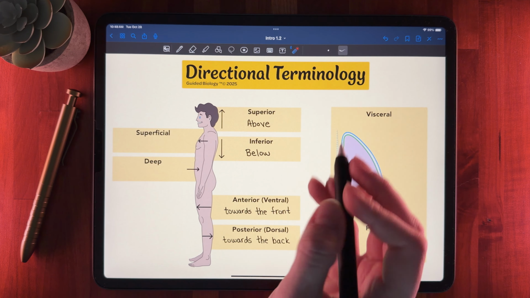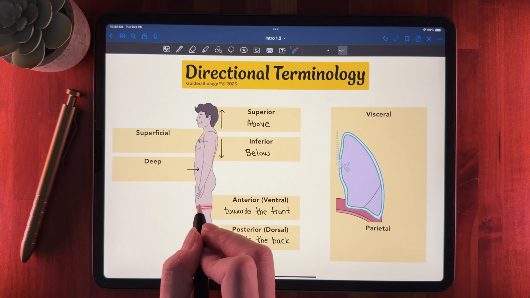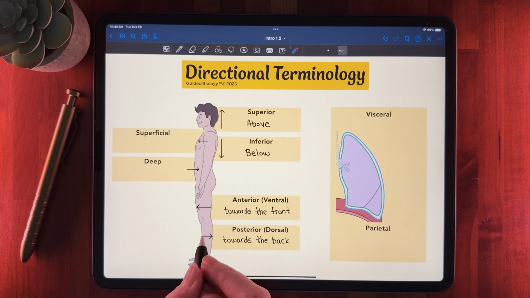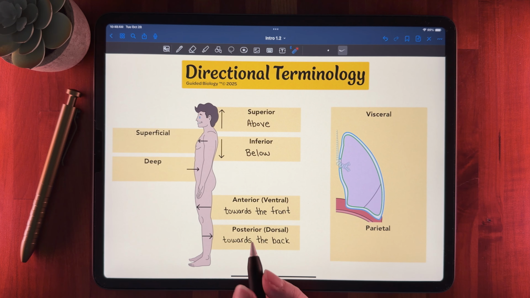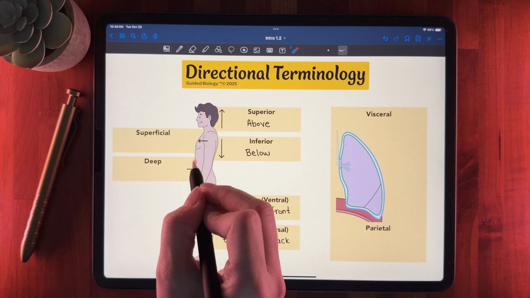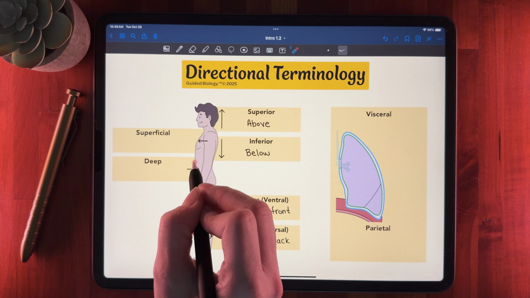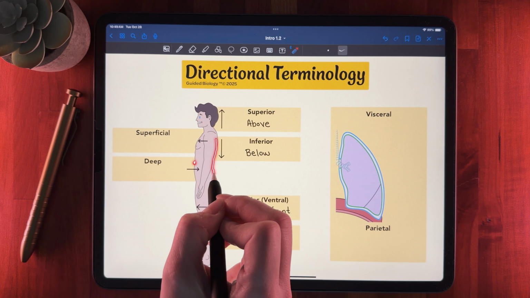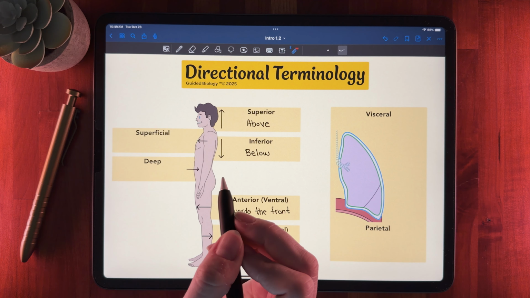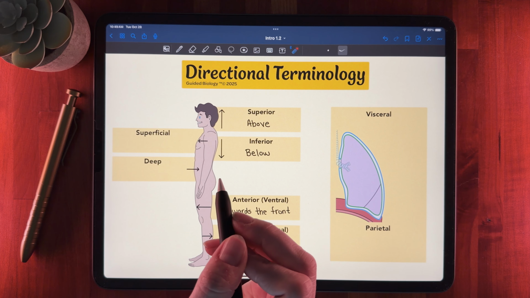So that gives us anterior, which is towards the front, and posterior, which is towards the back of the body. So you could say the belly button is anterior to the vertebral column. Okay, so it's closer to the front of the body than the vertebral column.